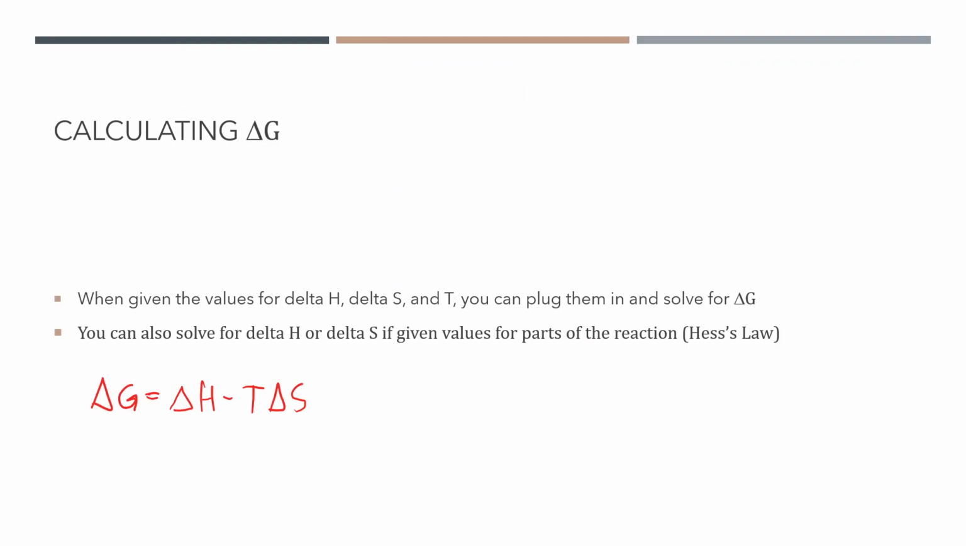All right, here again, calculating your delta G value. If you are given your delta H, the temperature, and the delta S, you could just plug those numbers in and find the delta G.